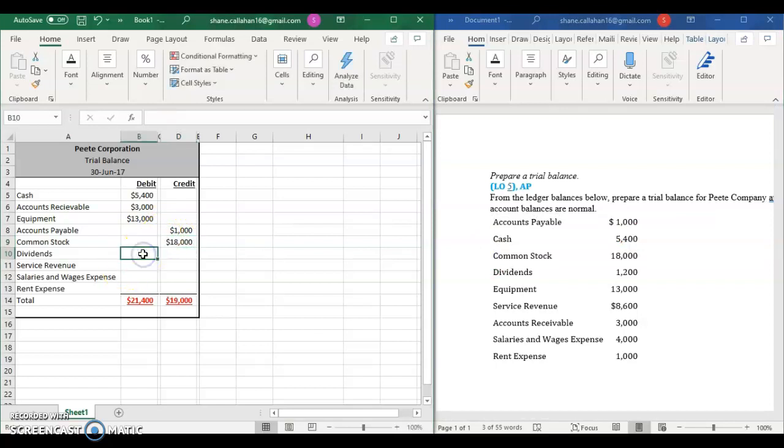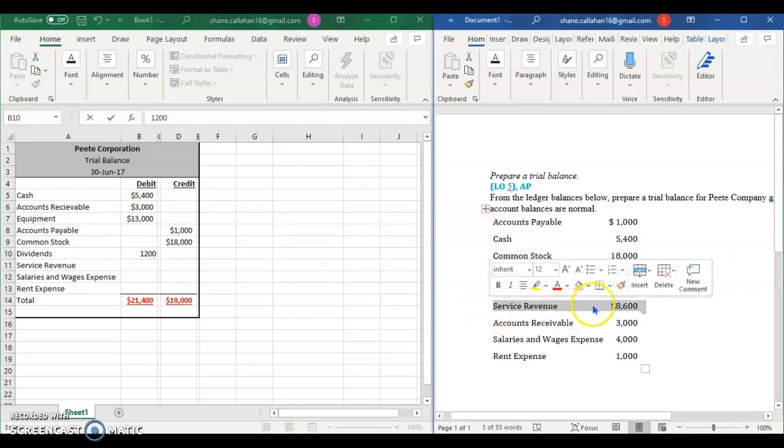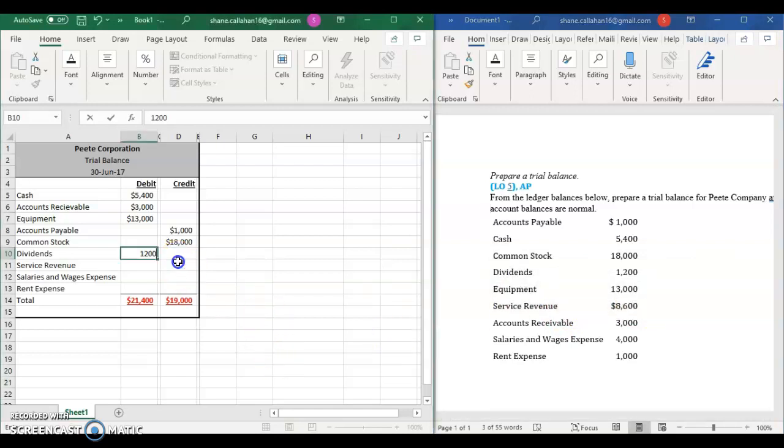Next will be dividends, and that is put under the debit side, and that is worth $1,200. Next we see revenue, and we find that we have a service revenue that is worth $8,600. And that is it. So we move on to the expense section, where we find two: salaries and wages expense, worth $4,000, and rent expense, worth $1,000.